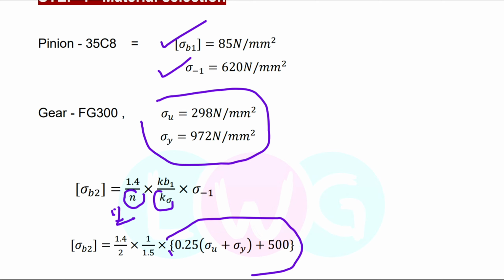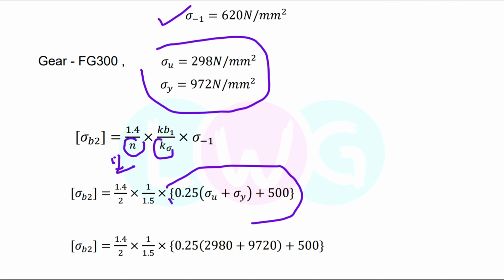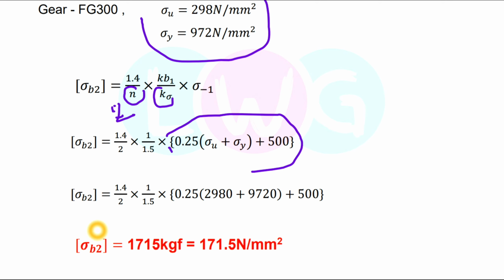After putting all the values in this, we will get the sigma b2 of gear. Sigma b2 will be the bending stress of gear, and we get 1715 kgf per cm square. We will convert it into Newton per mm square, which is 171.5 Newton per mm square.